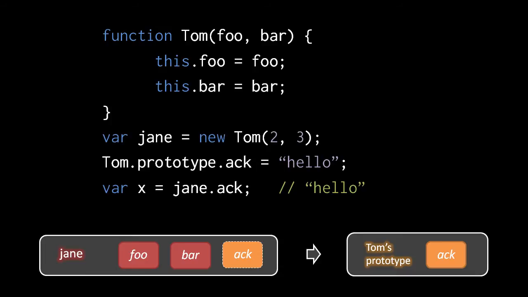Now it turns out that every function value has a property called prototype, an object which starts out empty when the function is created. When we invoke a function with the new operator, the newly created object gets linked to this prototype object. So here, if we create a property ack in the prototype object of Tom, we can then access ack via the Jane object, because the Jane object links to the prototype object of Tom.